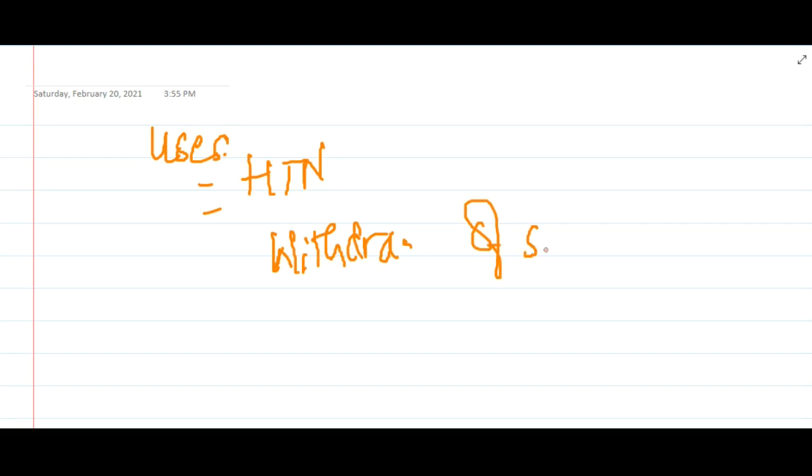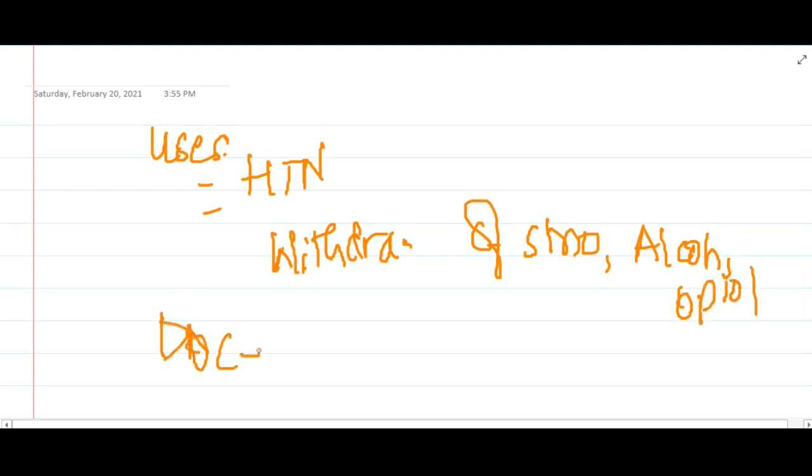So the uses are, these are used in hypertension, and this is also used in withdrawal in order to counteract the withdrawal symptoms of smoking, alcohol or opioid. Actually, it is the drug of choice for autonomic diarrhea which is seen in diabetes mellitus, and it is an antidiarrheal drug which is used in diabetic neuropathy.